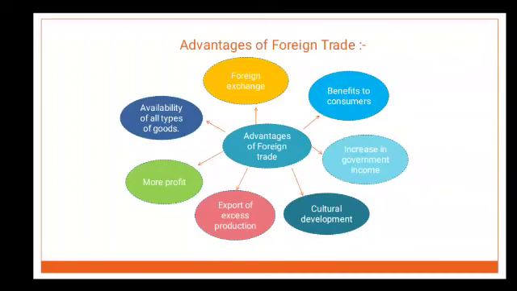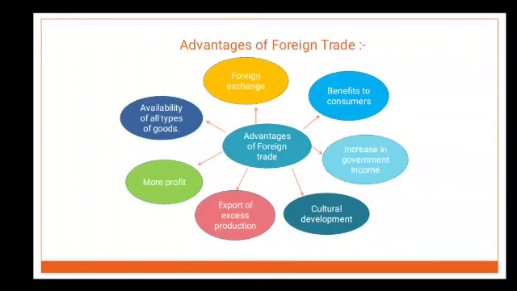Fifth, export of excess production. Every country tries to manufacture those products in which it has specialization. The excess production of these products is exported to other countries and needed goods are imported. So, with the help of foreign trade, a country can consume such goods which cannot be produced by it.